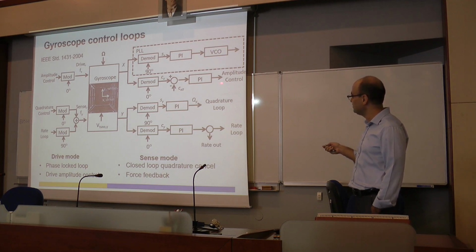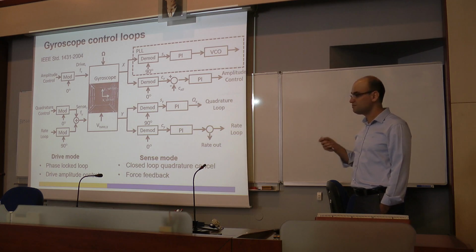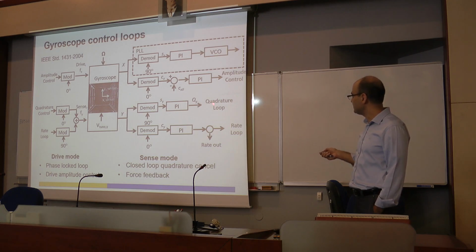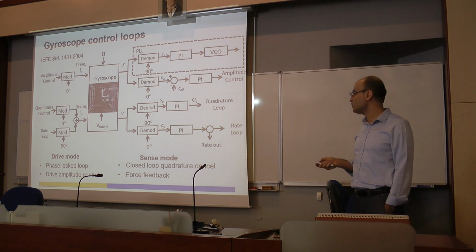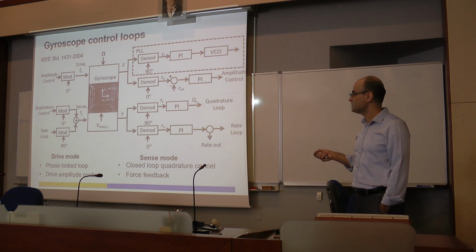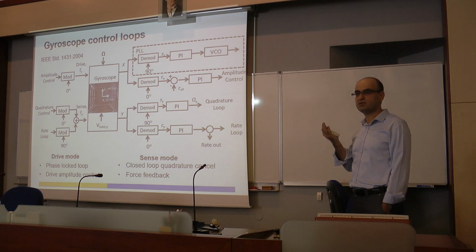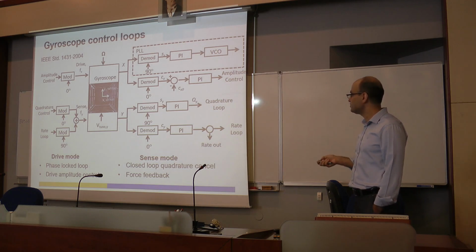So that's number 2. That's amplitude control. And when you come to the sense mode, the phase-sensitive demodulation I mentioned, there is a quadrature and rate. And in general, you have to control this quadrature because this is 3 to 4 orders of magnitude greater than your signal. So in order to suppress this, you need one more loop.